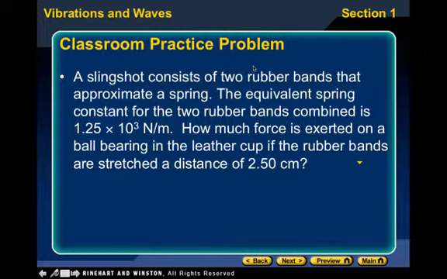Okay, a slingshot consists of 2 rubber bands that approximate a spring, so they act like a spring. The equivalent spring constant for the 2 rubber bands combined is 1.25 times 10 to the third Newton per meter. How much force is exerted on a ball bearing in the leather cup if the rubber bands are stretched a distance of 2.5 centimeters? Well, we have the distance.